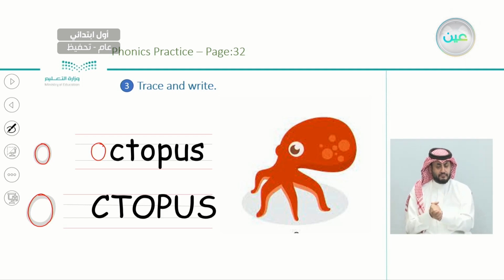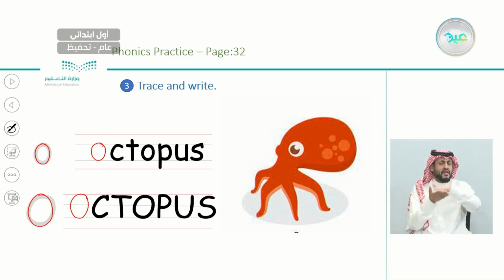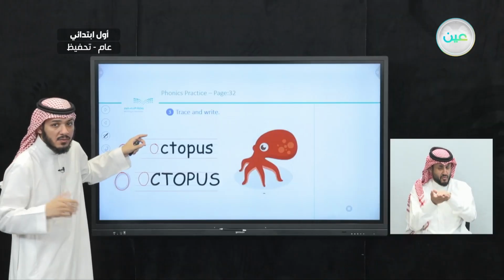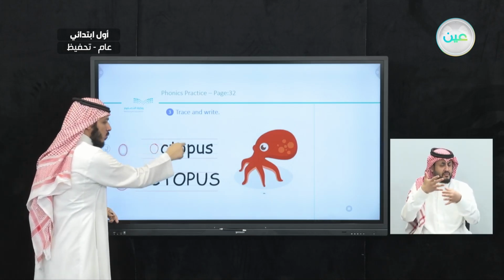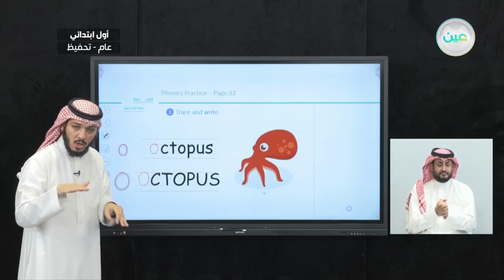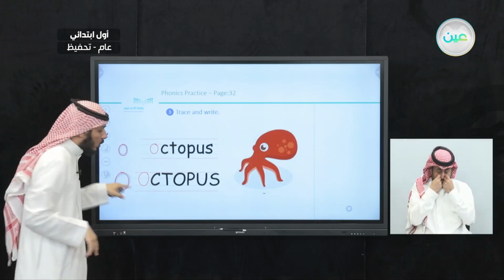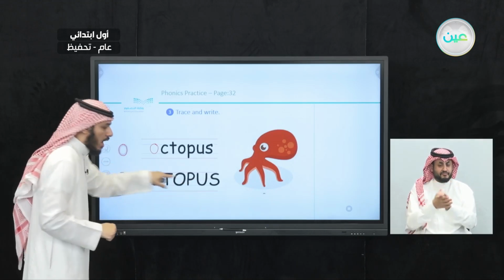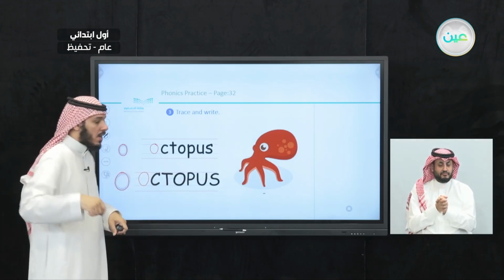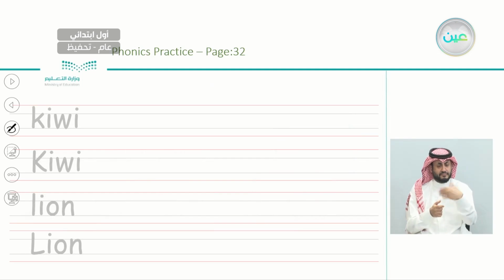Okay, now let's write it here. So O between number 1 and number 3. So all the capital letters start from number 1 up to number 3. But the small letters are different, okay? Sometimes from 2 to 3, sometimes 1 to 3, sometimes 2 to 4. So the small letters are different, but all the capital letters are the same, from 1 up to 3. Now let's practice writing those words.